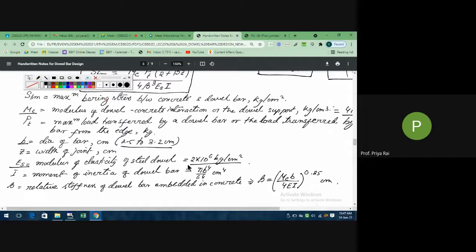I is the moment of inertia of dowel bar, and this is the formula: pi by 64 into B to the power 4. So B is actually the diameter of the bar in centimeter. See here, B is what I have described here.